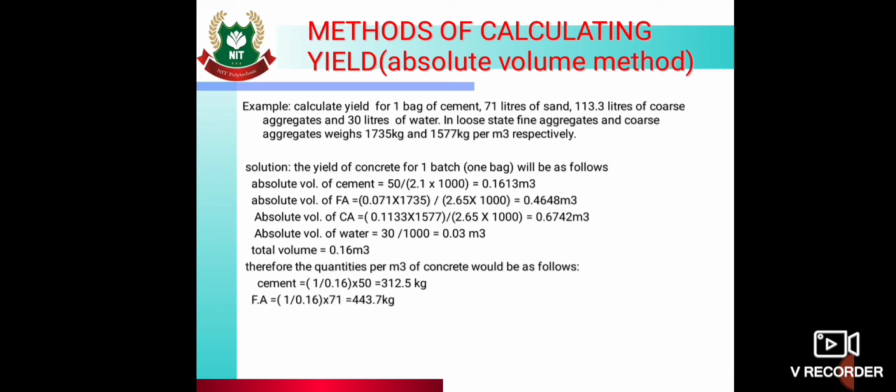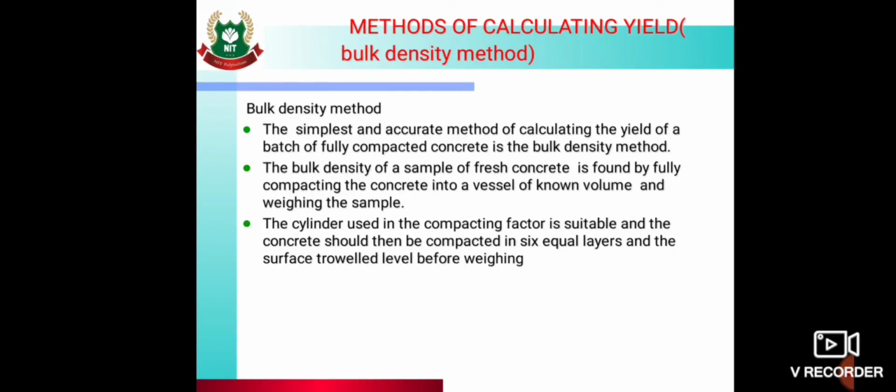So fine aggregates 1 upon 0.16 into 71 liters. So weight will be 443.7 kg. Similarly for coarse aggregate 1 upon 0.16 into volume of coarse aggregates, that is 708.125 liters. And also similarly for water 1 upon 0.16 into 30, that is 187.5 liters of water. So these are the values.